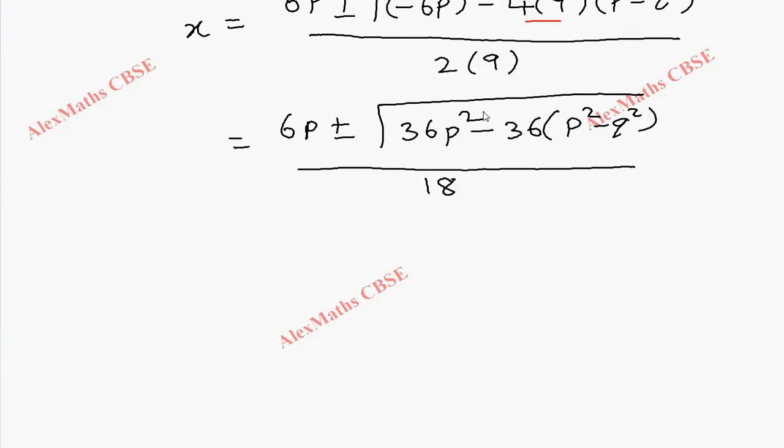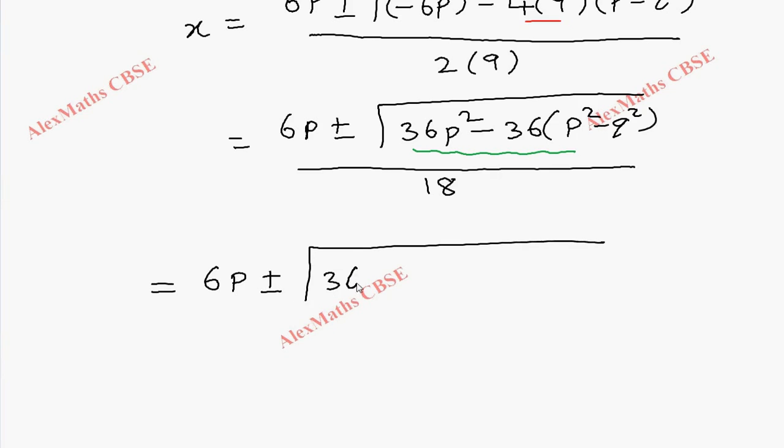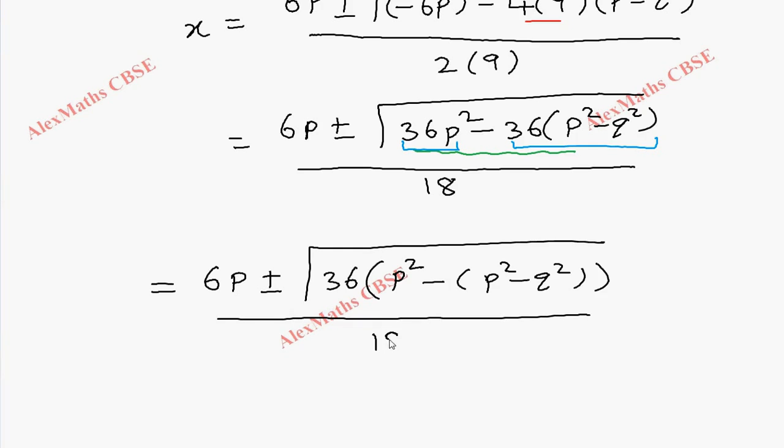Now in the numerator, inside the root, we can take 36 common. So 6p plus or minus root of 36 open bracket, this is p square minus, again open bracket, p square minus q square. So we have taken 36 common from these two terms. This is one term, this is another term. 36 is taken common, and in the denominator we have 18.